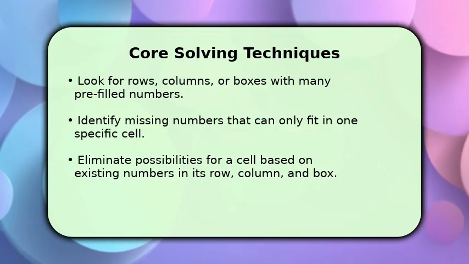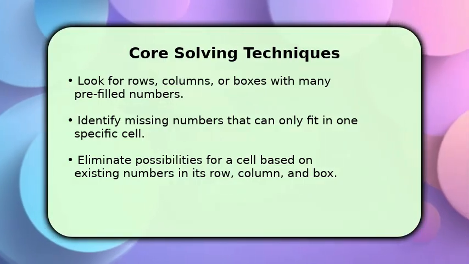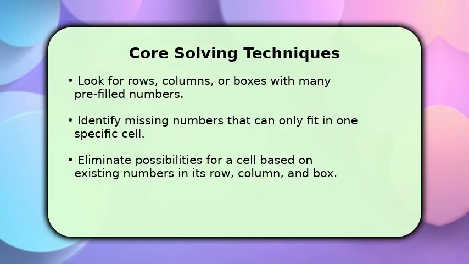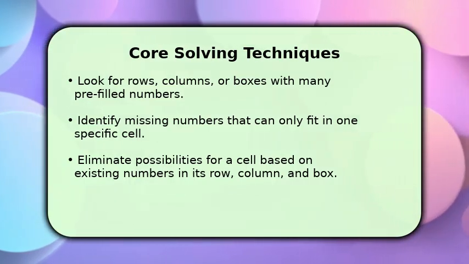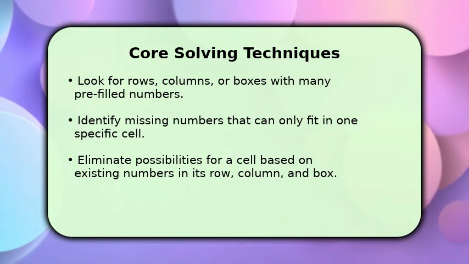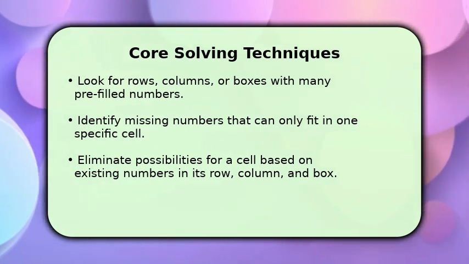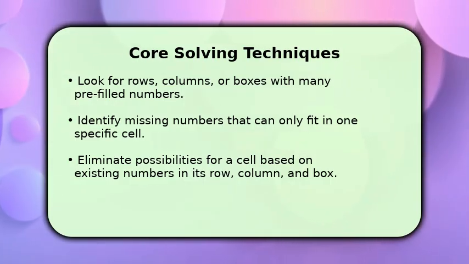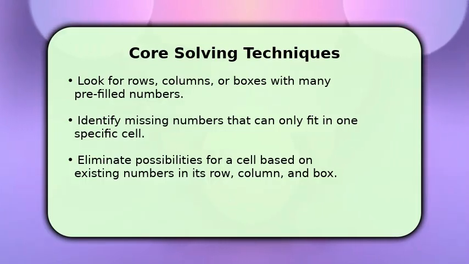Now, let's dive into some core solving techniques. A great starting point is to scan for rows, columns, or 3x3 boxes that already have many numbers filled in. This makes it easier to spot the missing digits. For any empty cell, consider the numbers already present in its corresponding row, column, and 3x3 box. If only one number is possible, that's your answer for that cell.